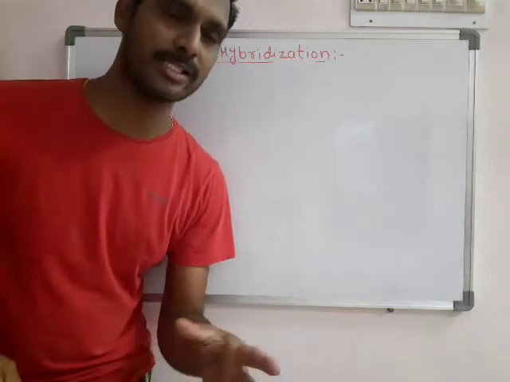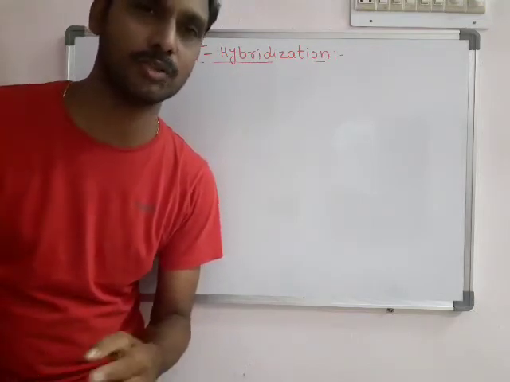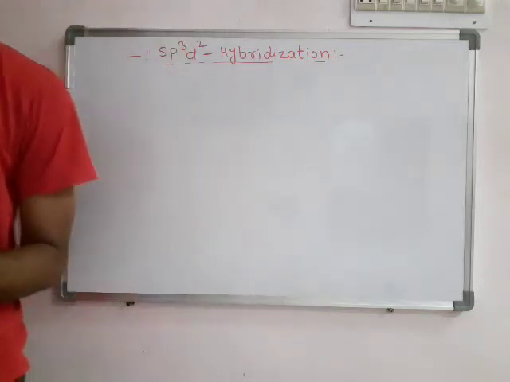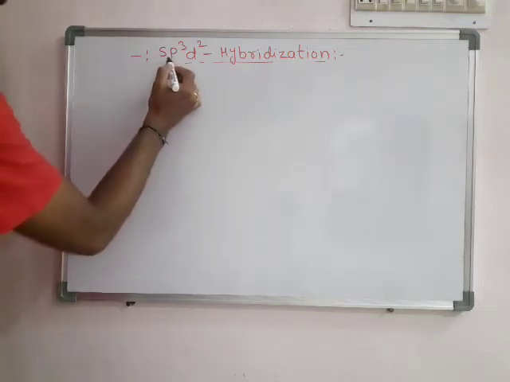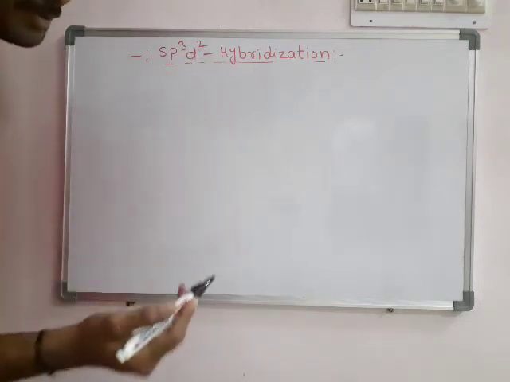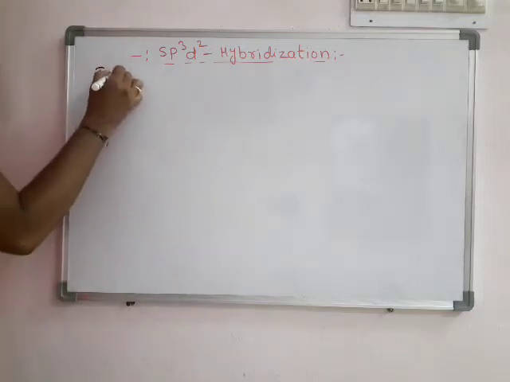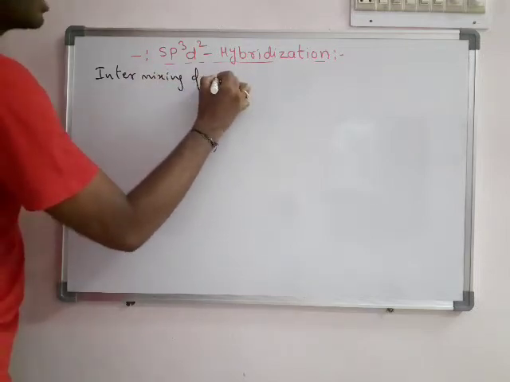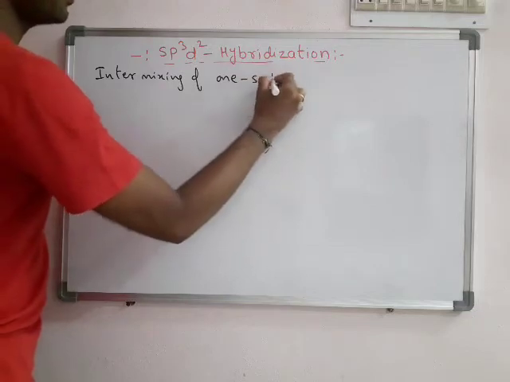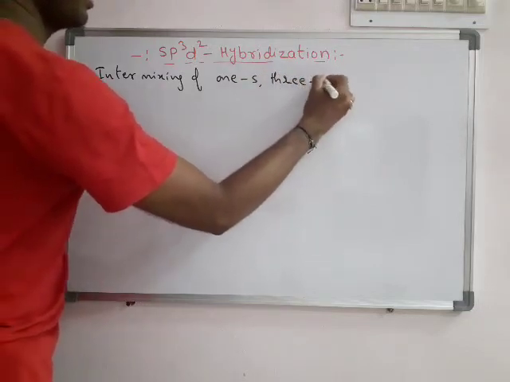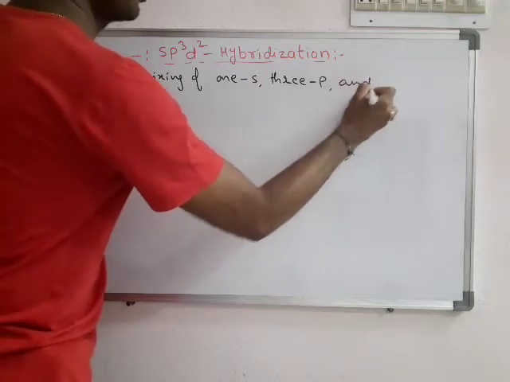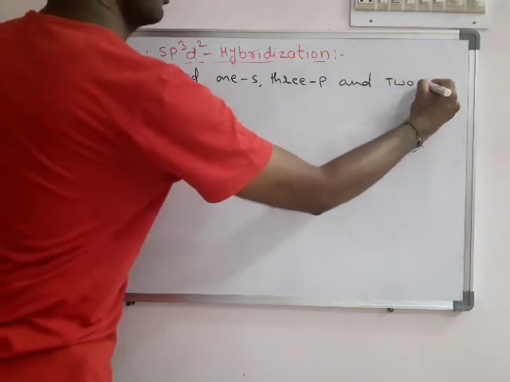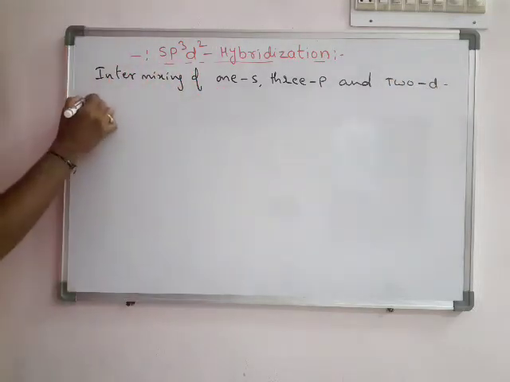Okay, so today we discuss the remaining hybridizations. First we discuss sp3d2 hybridization. In the name itself it is there: one s orbital, 3 p orbitals, 2 d orbitals intermixing. So you can write the intermixing of one s orbital, 3 p orbitals and 2 d orbitals.